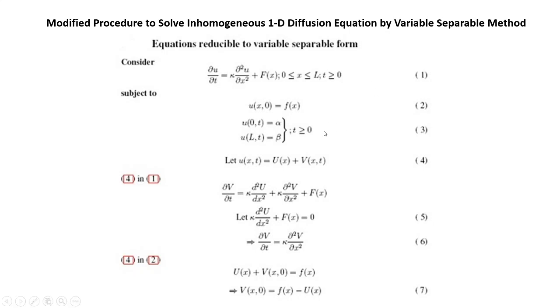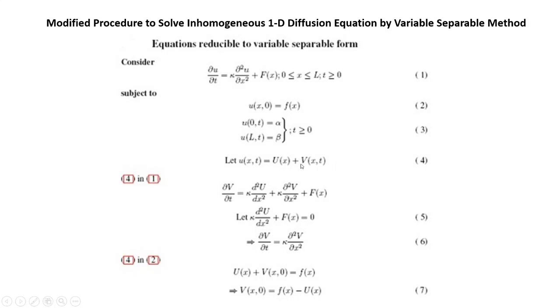In a similar way here, we need to assume the solution in such a way that this equation gets reduced to a variable separable form and hence can be easily solved. So let us take the solution of equation 1 as u of x comma t is equal to capital U of x plus capital V of x comma t. You can see in the equation also small u is a function of x and t, and there is a pure function of x. So accordingly you take the solution u of x comma t as a pure function of x and a function of x and t. Call this equation 4.